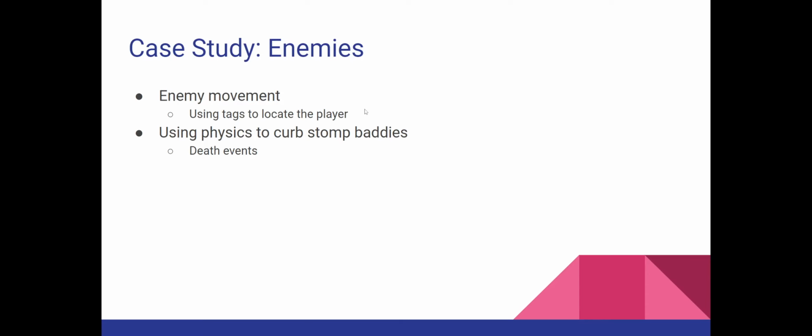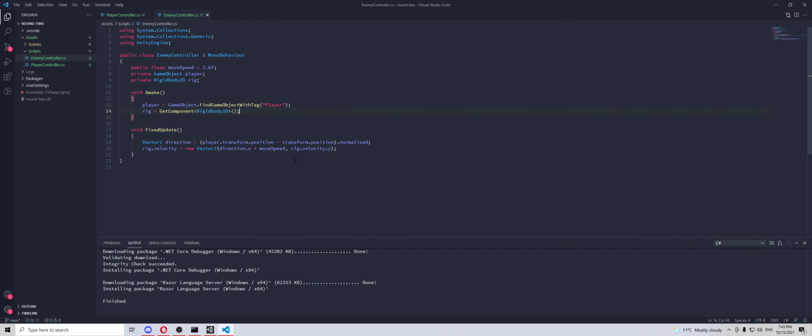Yeah, so that's this bit here, using tags to locate the player and enemy movement. Now we're going to use physics to curb stomp some baddies. That sounds like a lot of fun, I'm going to be honest. So how does that work? Well, what we're going to do is, you know how in Mario you can jump on a bad guy and they die? We're going to do the same thing here.